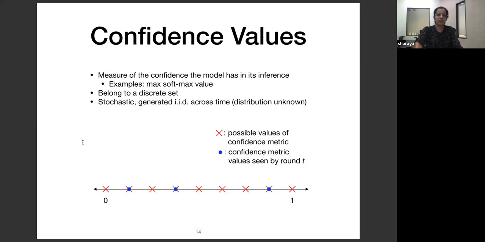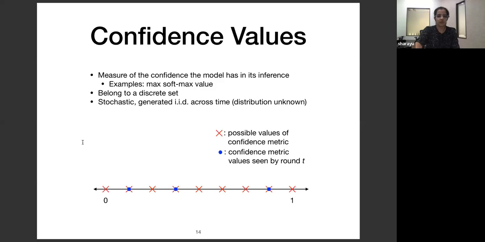Recall that the confidence the local model has is a measure of its confidence in its own inference for that sample. One example that we saw before was the maximum softmax value. Note that multiple data samples may result in the same confidence value. In practice, this is often a result of the precision at which the scoring function values are stored. In this picture, we see that the possible confidence values are denoted by red crosses. Of course, these values lie between 0 and 1.